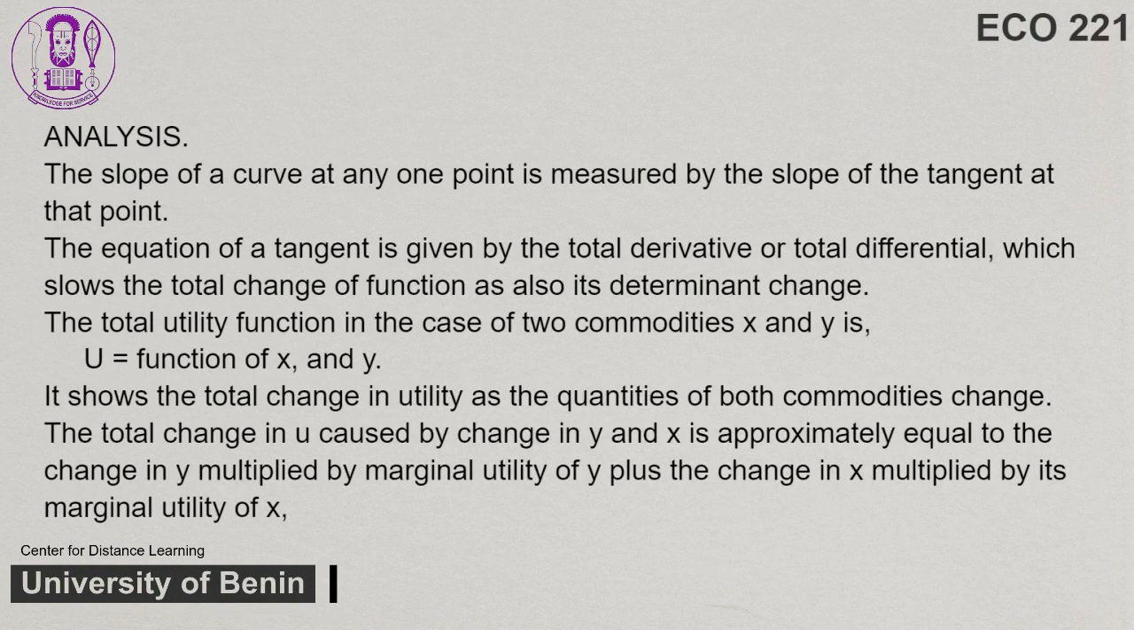Analysis. The slope of a curve at any one point is measured by the slope of the tangent at that point. The equation of a tangent is given by the total derivative or total differential, which shows the total change of a function as well as its determinant change. The total utility function in the case of two commodities X and Y is U equals a function of X and Y. It shows the total change in utility as the quantities of both commodities change. The total change in U caused by a change in Y and X is approximately equal to the change in Y multiplied by the marginal utility of Y, plus the change in X multiplied by the marginal utility of X.